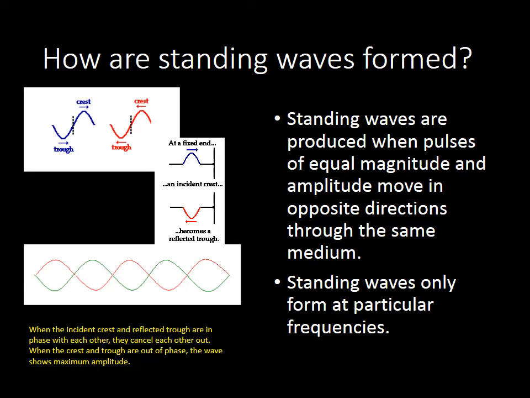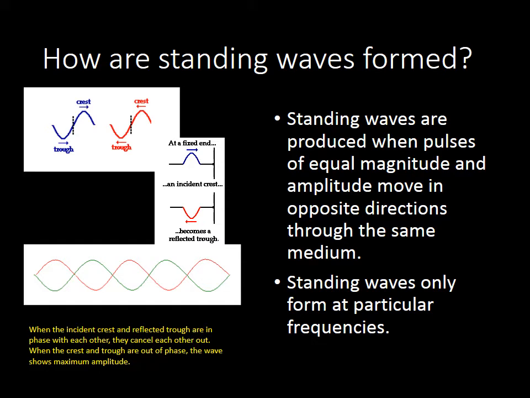When that incident crest meets up with that reflected trough, we get an area of destructive interference, like we would see here, where the waves cross. And when a reflected crest and an incident crest meet up, we would have these points where the crests actually build up and become larger, and those are those points where we would have maximum amplitude.